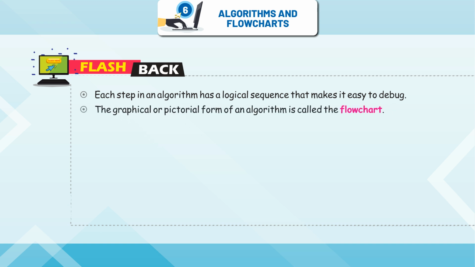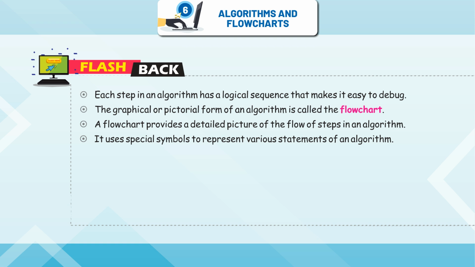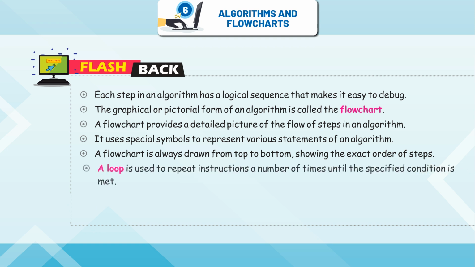The graphical or pictorial form of an algorithm is called the flowchart. A flowchart provides a detailed picture of the flow of steps in an algorithm. It uses special symbols to represent various statements of an algorithm. A flowchart is always drawn from top to bottom, showing the exact order of steps.